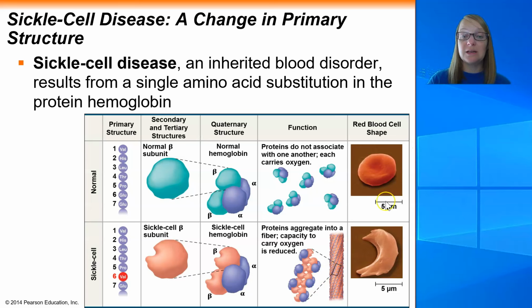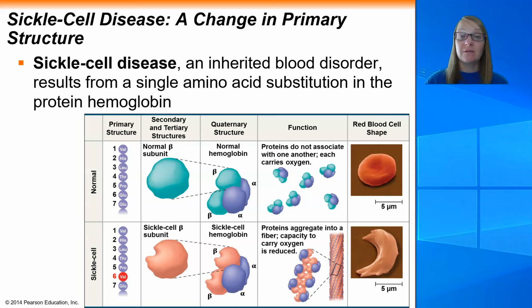So instead of being a nice concave disc for the red blood cell, as you see under normal conditions, these fibers cause the red blood cells to take on a sickle-like shape, hence why we call this sickle cell disease. This shape prevents easy passage for these red blood cells through really small capillaries. They tend to get stuck. So this decreases blood flow. Also, just intrinsically, the shape change for the protein decreases its ability to carry oxygen as well.